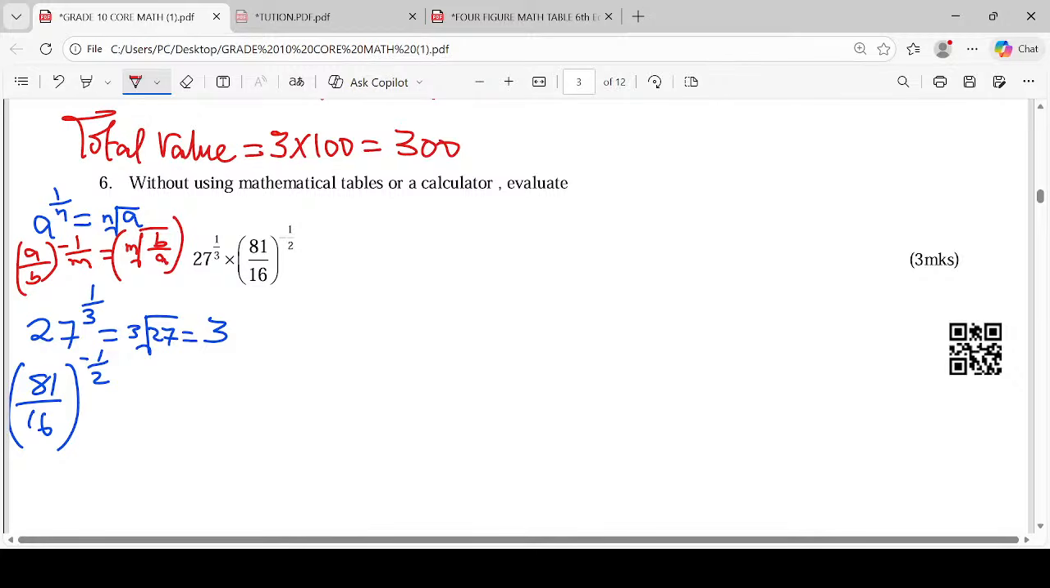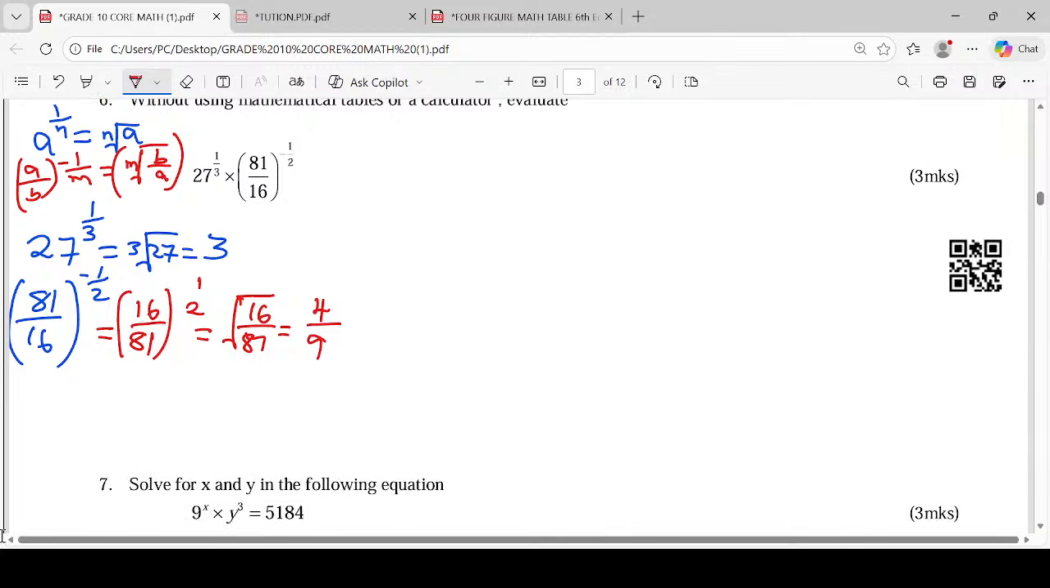So with this one here, first of all, this can be written as 16 over 81 raised to power, now the negative disappears, and it becomes raised to power positive a half, which can now be written as the square root of 16 over 81. The square root of 16 is 4 over the square root of 81, which is 9. So 81 over 16 raised to power negative a half is just like saying 4 over 9.